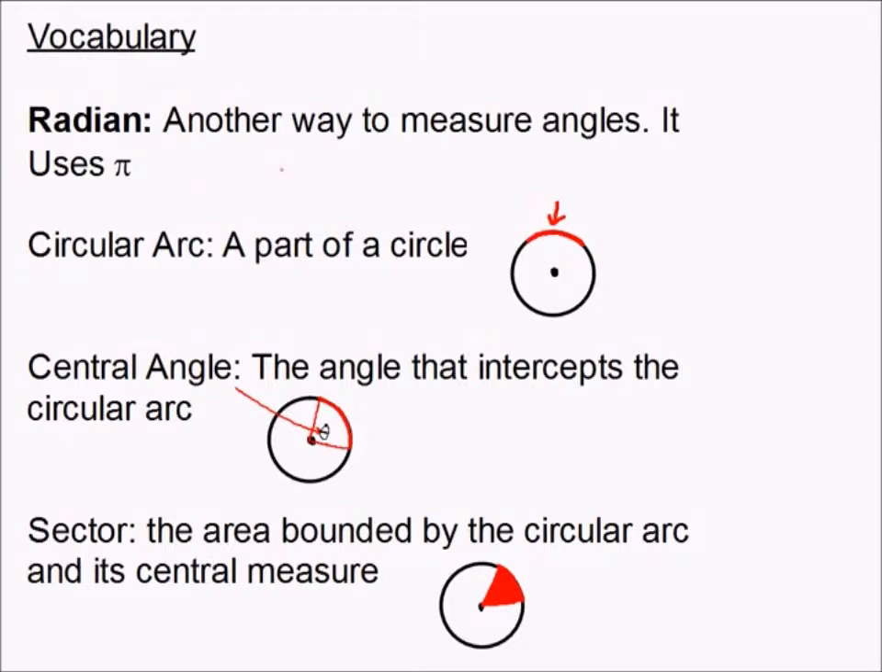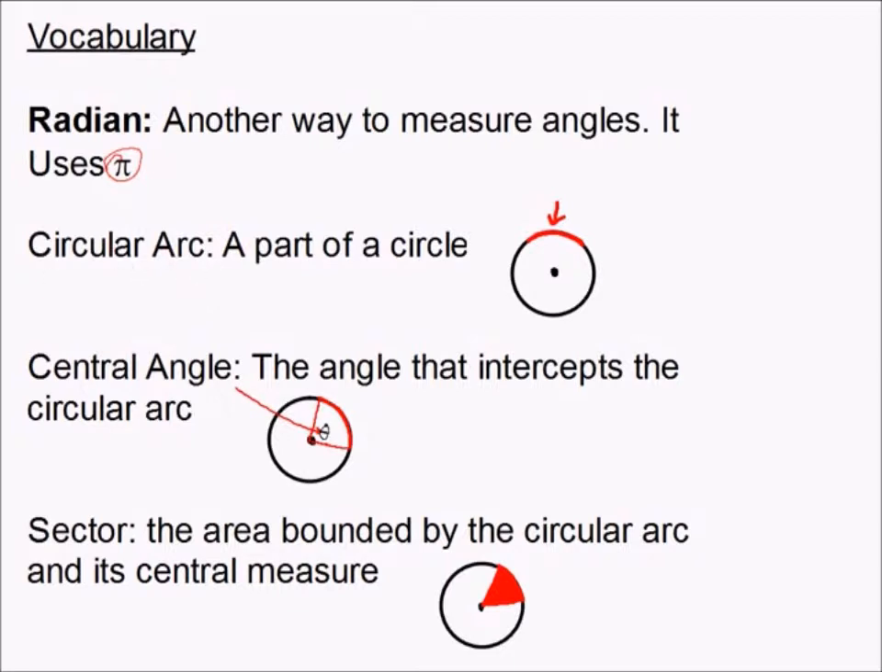Here's a little bit of vocabulary. Number 1, remember I told you, we're using radians, people. This is no longer a drill. Instead of degrees, we're going to measure angles using radians, and it uses pi. So a radian measure could be like 5 pi over 2. It could be 3 pi over 9. It can't say like 275 degrees. Totally different unit.